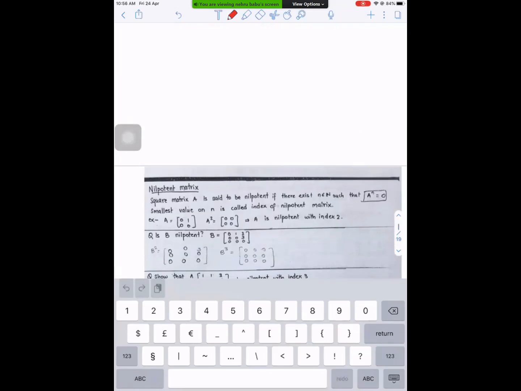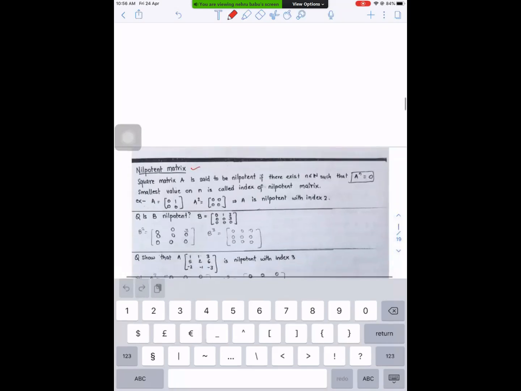Next definition, nilpotent matrix. The square matrix A is said to be nilpotent, definition wise, if there exists n such that A power n equal to null matrix. So if A power n equal to null matrix, then that matrix is called a nilpotent matrix, and the smallest value of n is called the index of the nilpotent matrix.